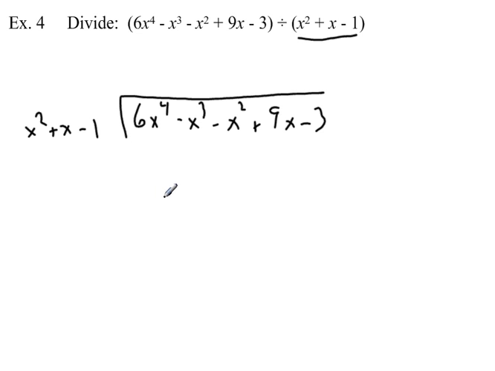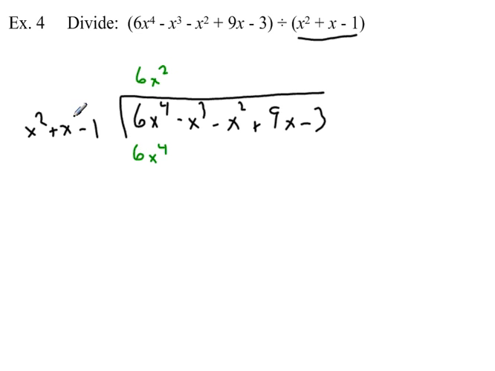And let's see if we can take care of this. So what we do is we say, what can we multiply this first part of this term, this x squared, by to get 6x to the 4th? And we can multiply by a 6x squared. So if we do that, 6x squared times this other x squared gives us 6x to the 4th.